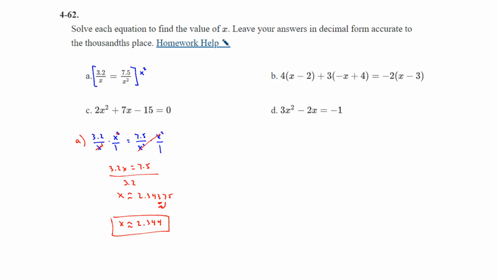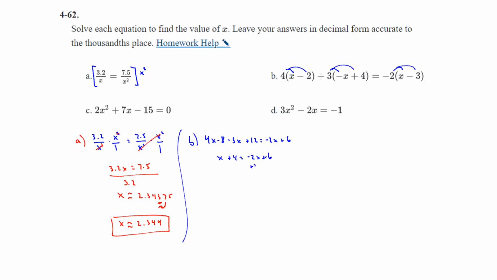For part B, looks like we're going to have to do some distributive property. So this will be 4x minus 8, minus 3x, and then looks like plus 12 is equal to, and then distribute the negative 2, negative 2x plus 6. Combine your like terms, that'll be x plus 4.